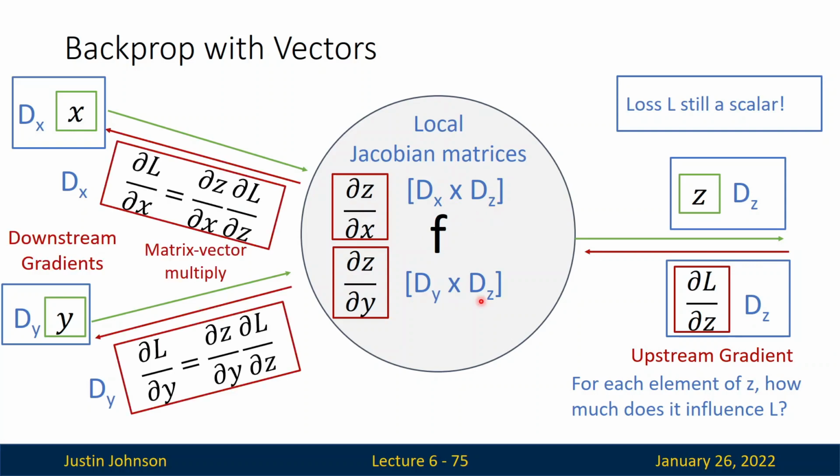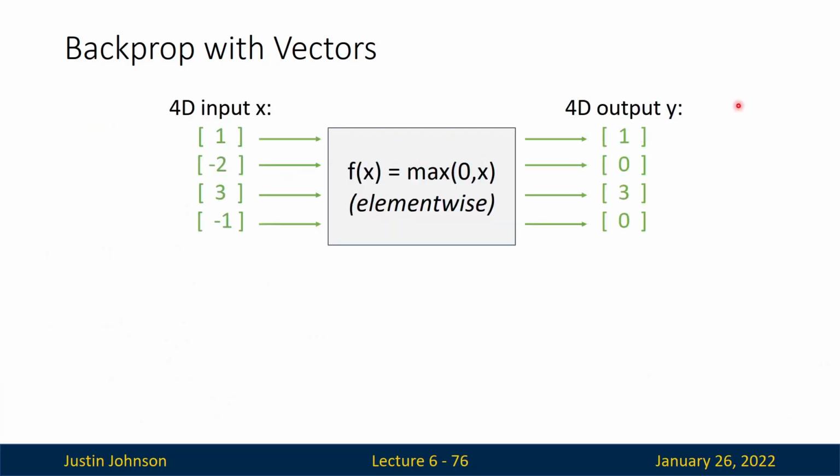According to the chain rule, the definition of dL/dx will be dz/dx times dL/dz. Here dL/dz is a vector, and dz/dx is a Jacobian matrix. So just do the multiplication, and then we can get the dL/dx. Let's see an example.